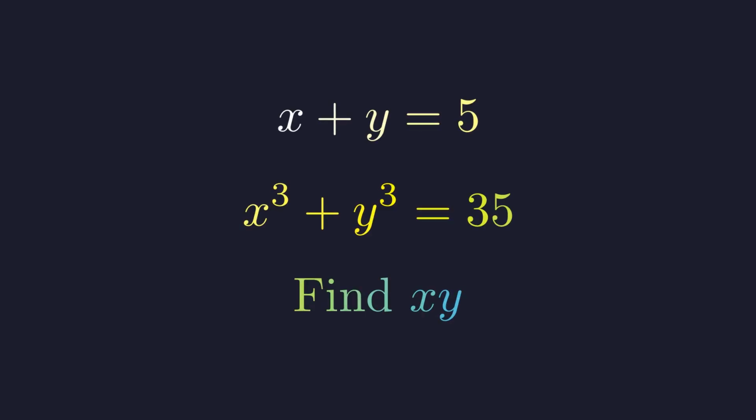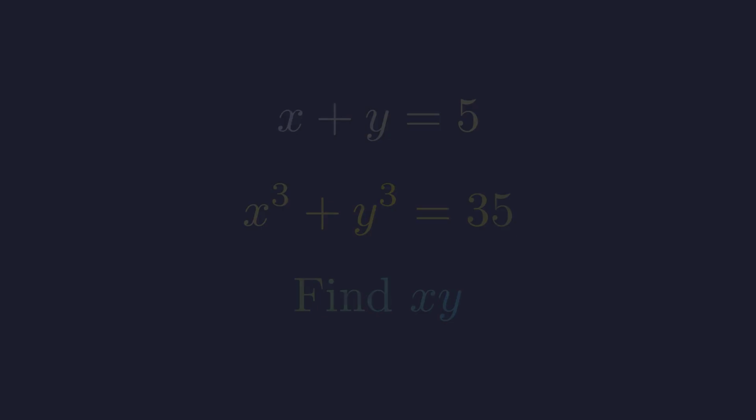Here's a neat algebra problem. We're given that x plus y equals 5, and x cubed plus y cubed equals 35. The question is, what's x times y? At first glance, this seems like we don't have enough information, but there's an elegant path through this.